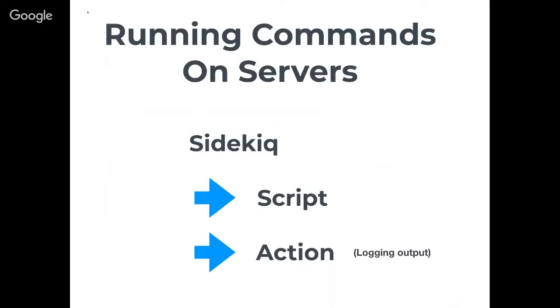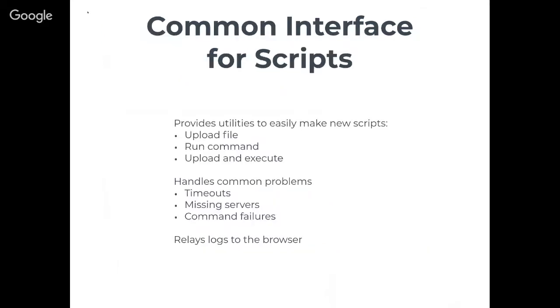So that looks like this. We have Sidekiq jobs that run what I call scripts, and we have actions, which are basically logs of those scripts running. So this is pretty straightforward how those work. But we have scripts that do a bunch of different things. And so each script has a common interface as well, where you can upload files, you can run commands, and you can do a combination of the two where you can upload a file and execute it.